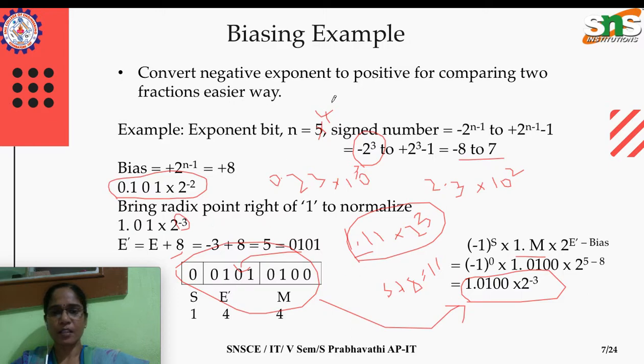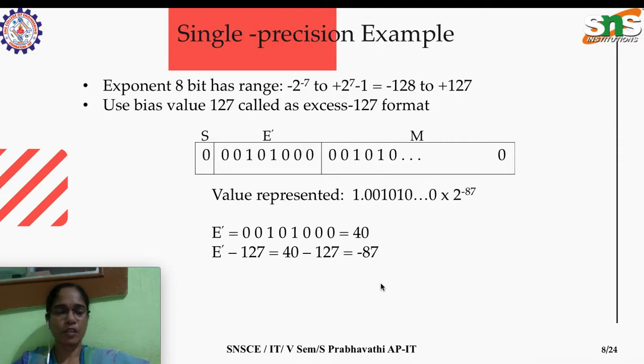These examples you won't get from your textbook, so please understand them clearly now itself. I hope you now got the concept of biasing. Now moving on to our concept, the IEEE standard floating point representation, single precision example, followed by the ALU implementation of these floating point numbers.